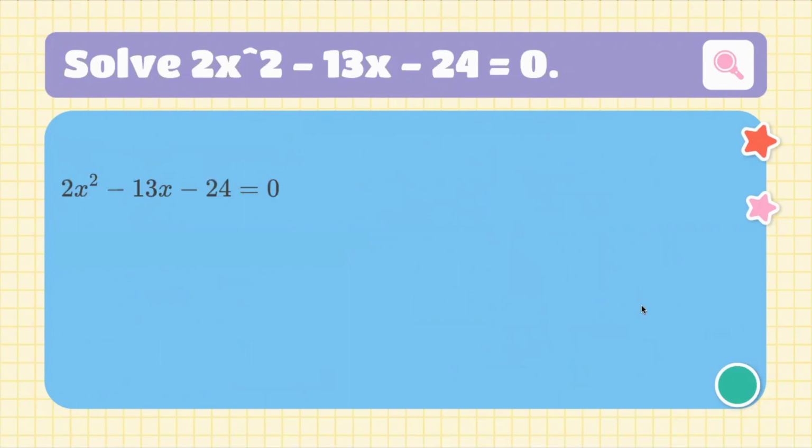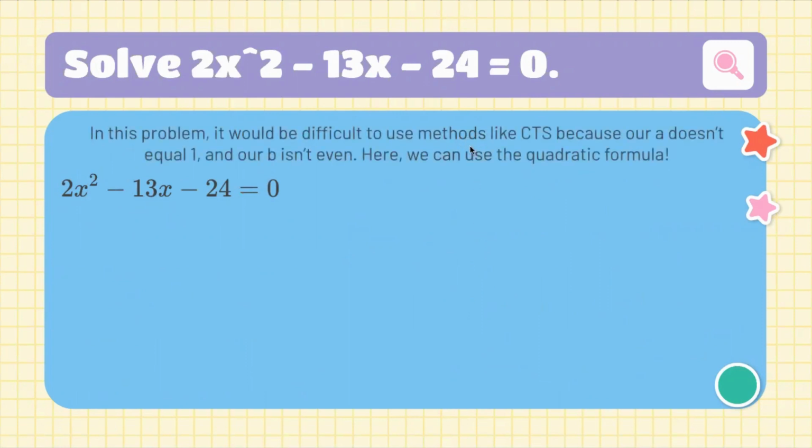We can also solve this equation using another method. Now, looking at the equation, it would be difficult to use methods like completing the square because our a does not equal 1 and our b isn't even, so calculations might get a little bit difficult if you try to use completing the square. We can use the quadratic formula if you decide not to factor.